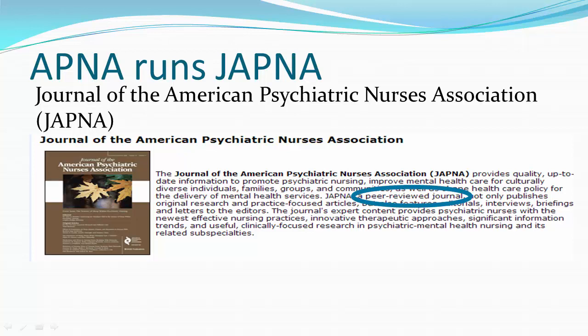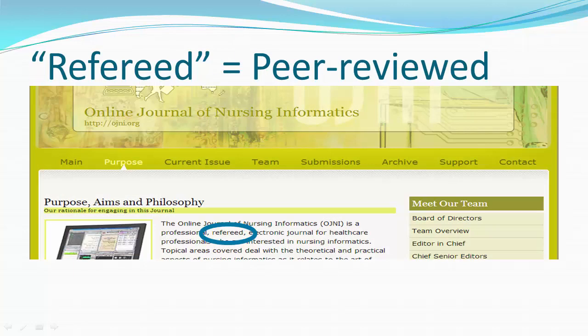I just wanted to show you a few examples of what you might see on an About This Journal page. I took the screenshot from the Journal of the American Psychiatric Nurses Association. This is About This Journal. And I just put a circle around where it said peer reviewed. So that's really where you go if you want to make sure that the journal you're looking in is peer reviewed. Another word that's used for it is refereed. So I'm using this example of the online Journal of Nursing Informatics and showing you that they say referee, so kind of like soccer or something, right?